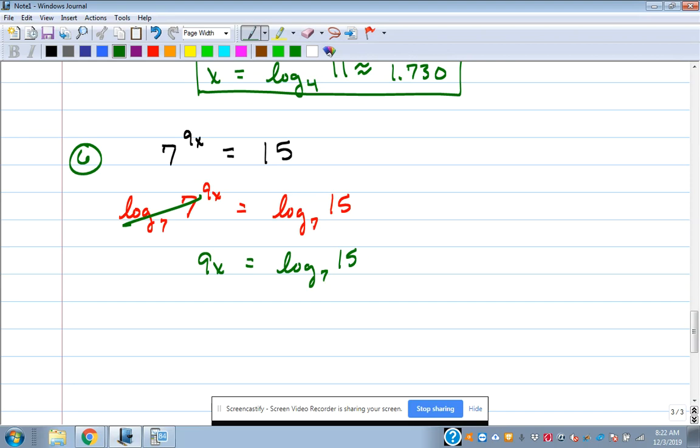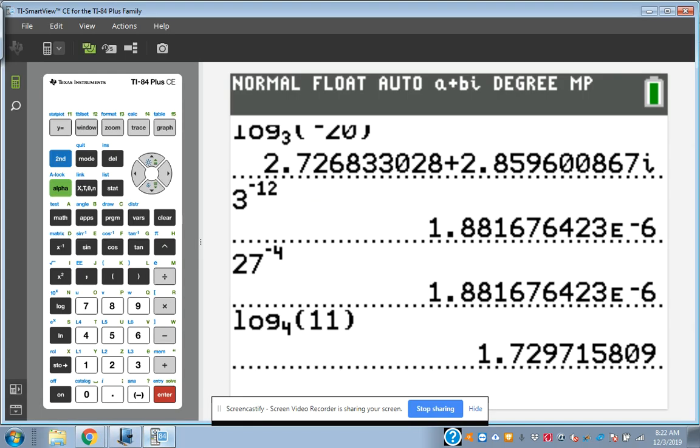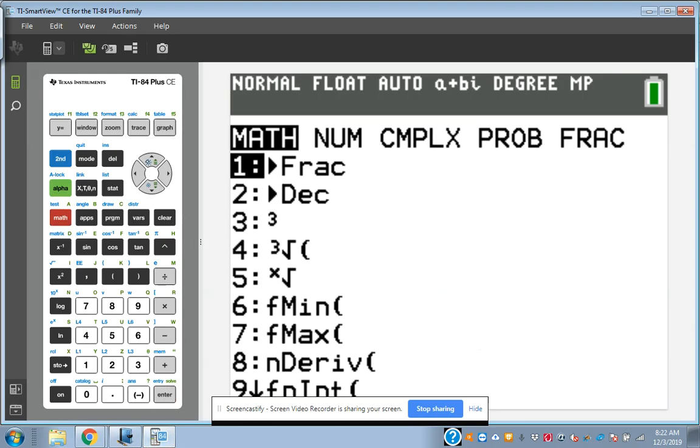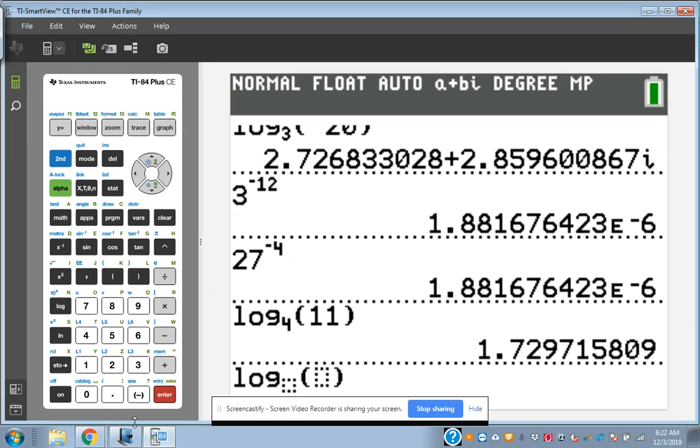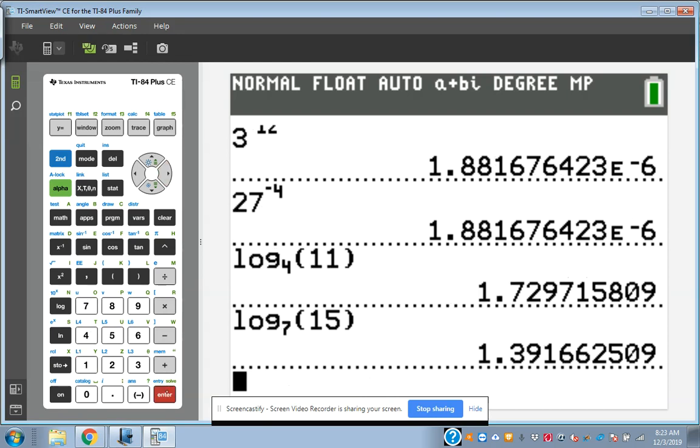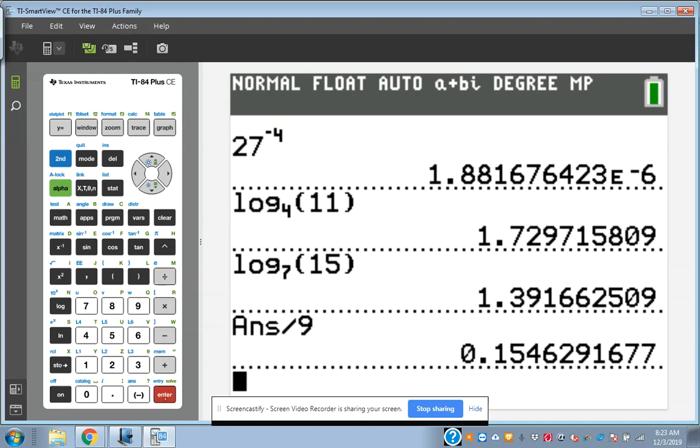So what do I do to get x by itself? Yeah, just divide by 9 like you would any other equation. We get log base 7 of 15, all of that divided by 9. And we're going to get a decimal approximation for that. So I'm going to hit math, log base 7, 15. Get that answer, and then divide that by 9. So going 3 decimal places would be 0.155.